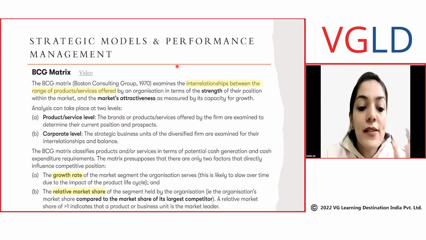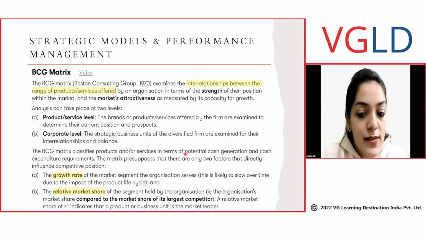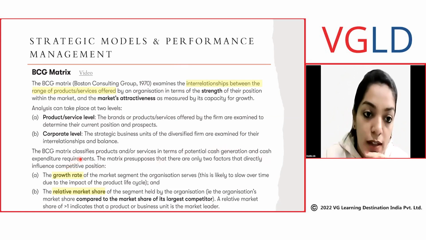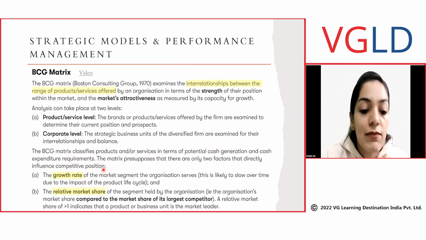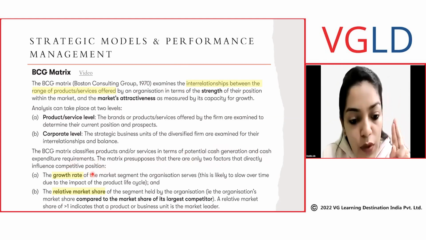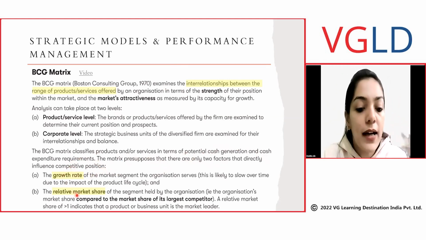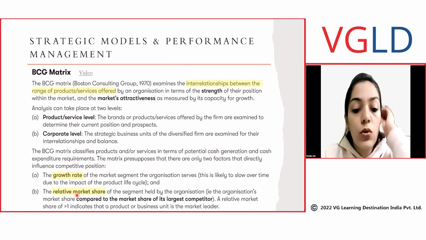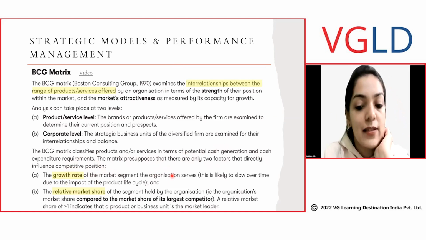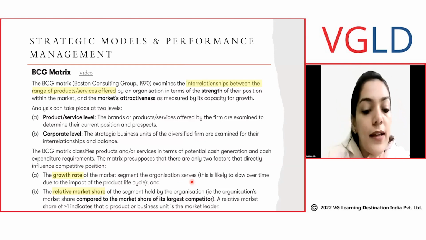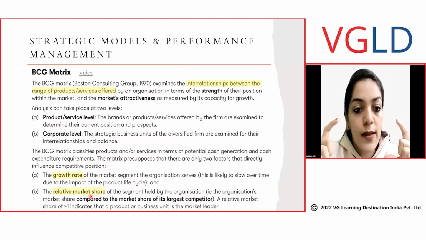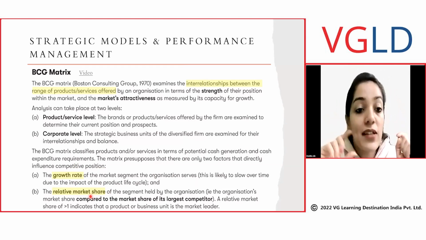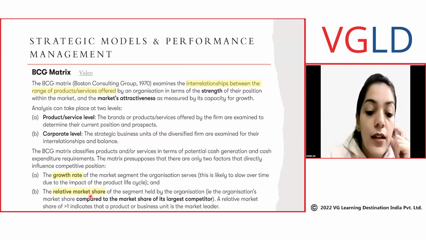Okay. So the BCG metrics classifies products and or services in terms of potential cash generation and cash expenditure requirements. The matrix presupposes that there are only two factors that directly influence competitive position. And what are they? As we saw in the video, growth rate and market share. So the growth rate of the market segment of the organization serves. What is the year-on-year growth in sales of each product? That is what? Growth. And market share is what? So if total pie of FMCG business is 100, and then ITC is occupying 45%, that is its market share.